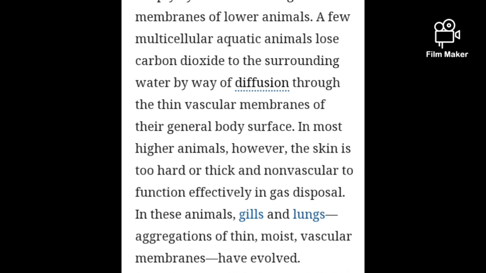Membranes of lower animals. A few multicellular aquatic animals lose carbon dioxide to the surrounding water by diffusion through the thin vascular membranes of their general body surface. In most higher animals, however, the skin is too hard or thick and non-vascular to function effectively in gas disposal. In these animals, gills and lungs, aggregations of thin, moist vascular membranes, are present.